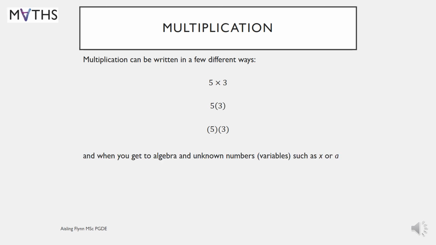And when you get to algebra and the use of unknown numbers or variables, where we use letters such as x or a, we can write it like this, 5x. It means 5 multiplied by x. You have 5 of that unknown number. Or 10a means 10 times a, or we say 10a.